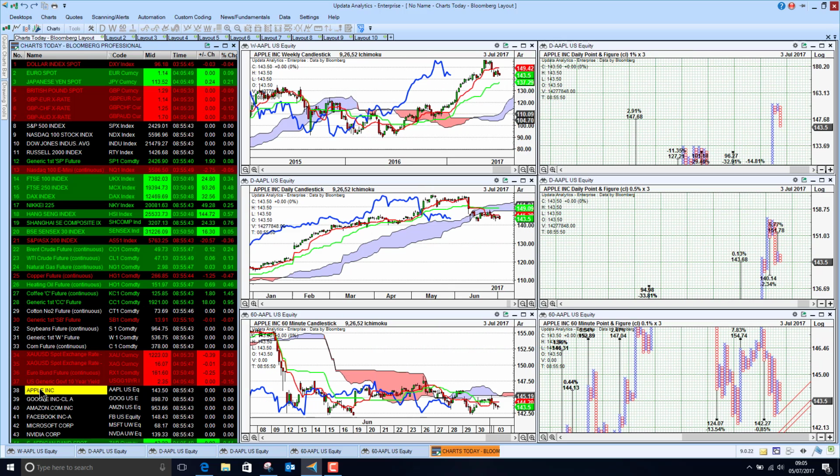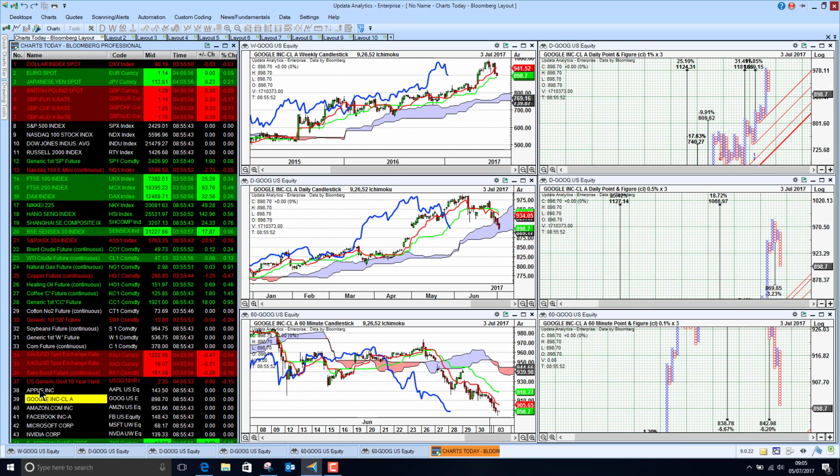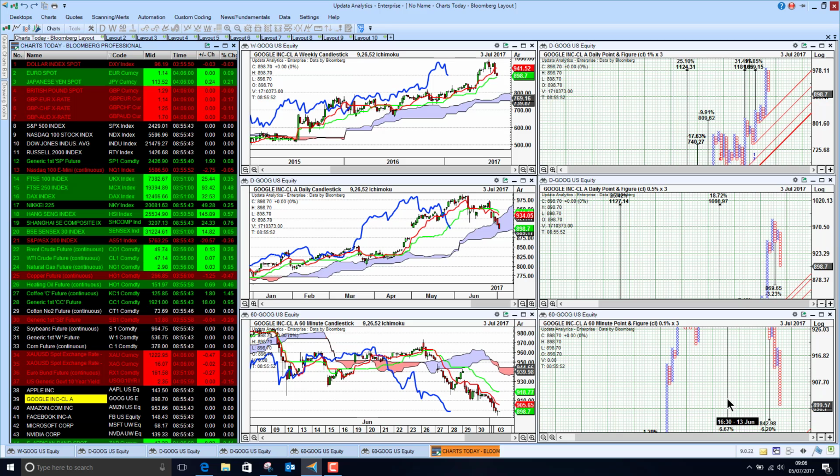Tech stocks, of course, no change since we looked at them yesterday. Apple still holding its lows from June, so that's looking better than the market. Google is the worry. Google is actually the worrying chart, down 6% at the moment, potentially on the short term. So keep an eye on Google. That is looking like the most worrying chart.